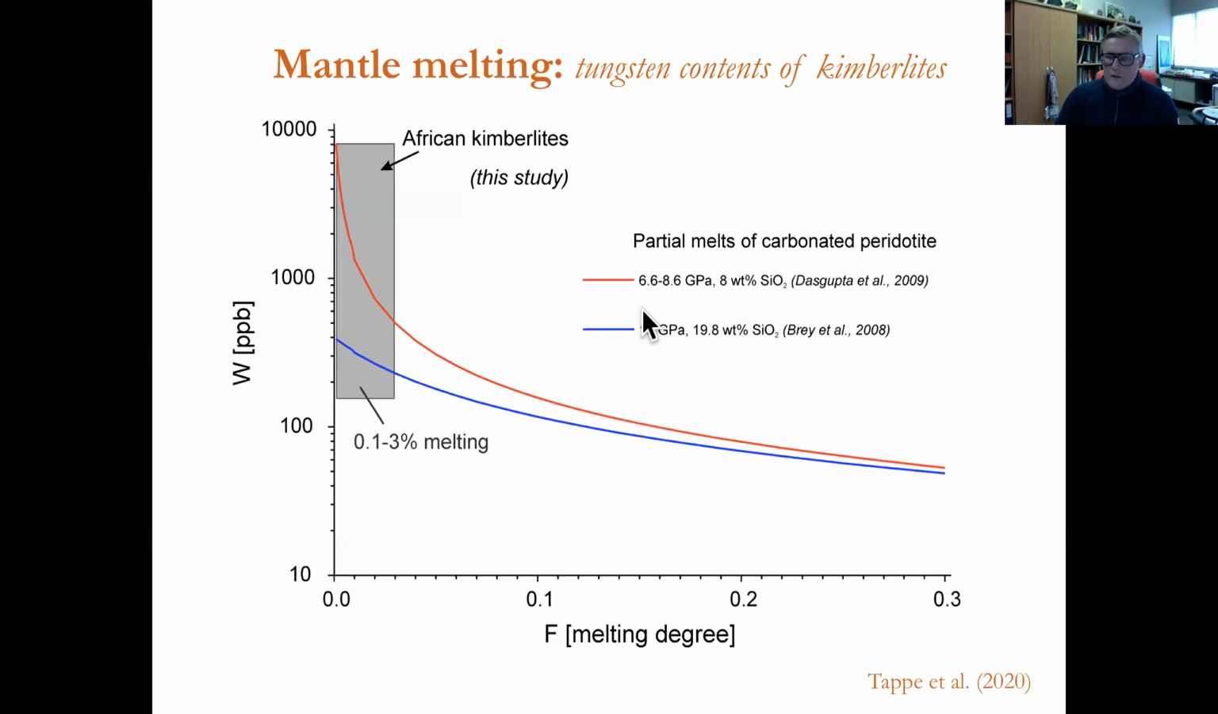Both of them come up with slightly different numbers, but the story is pretty much the same. In Bryce's experiment, we get something like 200, 300, 400 ppm tungsten, which many of our kimberlites have. And in Dasgupta's experiment, we get a couple of ppm of tungsten, which some of our samples have. So that's pretty much the story. What I have to say here, and this is where the whole thing is a little bit cheating, is that none of these studies actually has data from tungsten partitioning experiments.